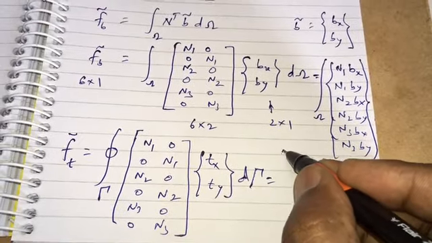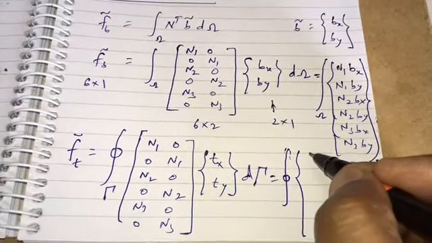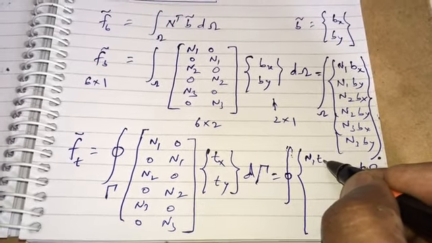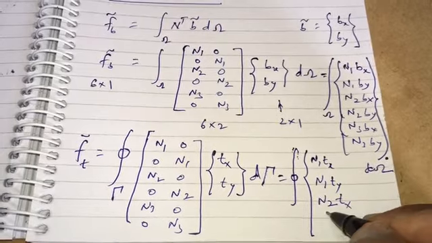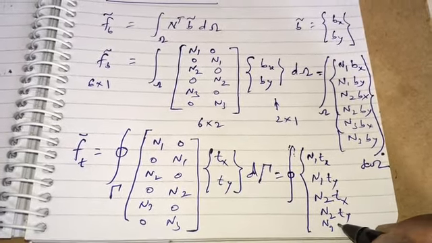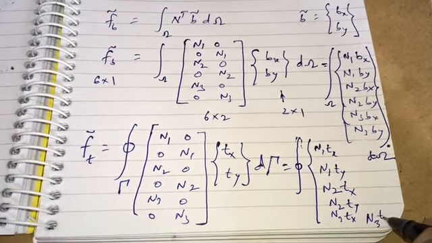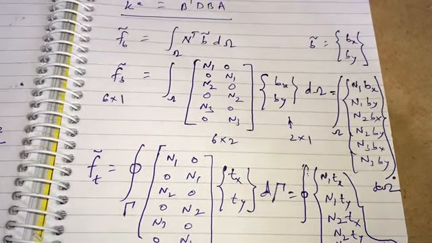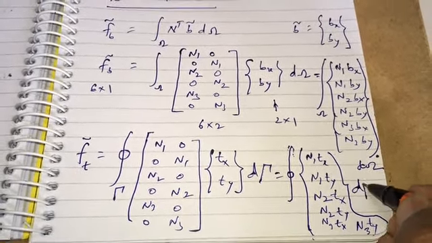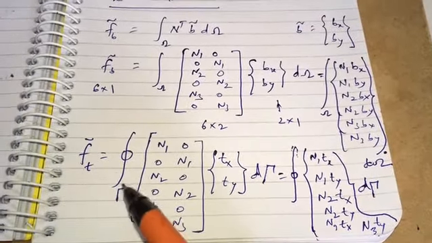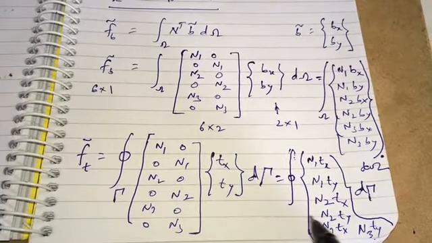So this becomes simply the cyclic integral of n1 tx, n1 ty, n2 tx, n2 ty, n3 tx, n3 ty. So this is how the 6 by 1 matrix goes, and then we have d gamma. Okay, so this is how the force vector due to the boundary forces, or boundary traction, will look like.